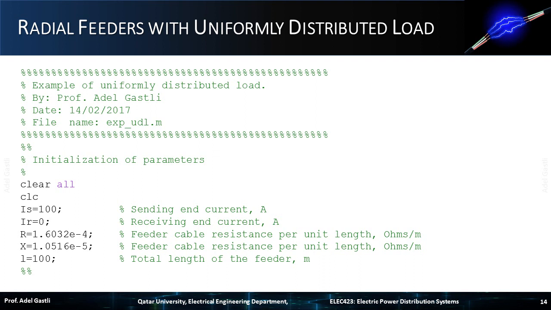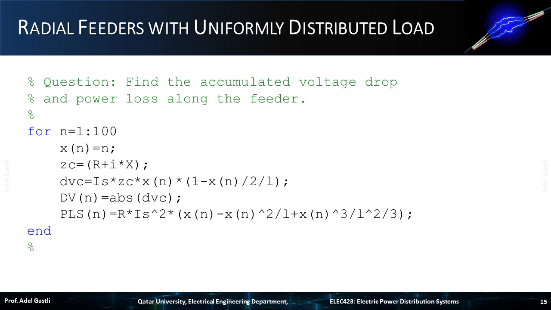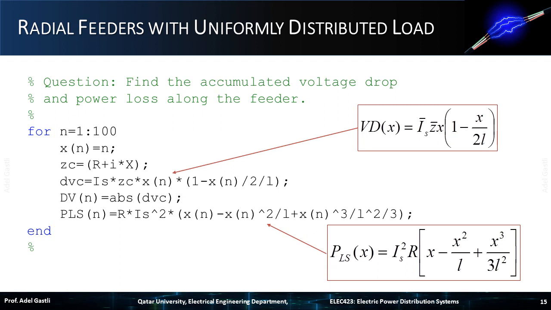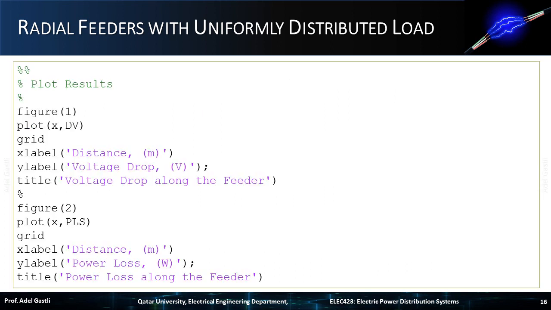We first start by defining and initializing all given parameters. Next, we can use a for loop, in which we vary the distance x and calculate the voltage drop and power loss at each point x. Then we plot the results using the plot function in MATLAB. In our case, we plot the voltage drop along the feeder on one figure, and the power loss in a second figure.